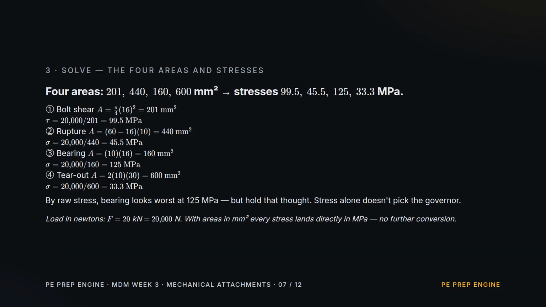Solve. Part 1. The 4 areas and stresses. The bolt cross-section is about 200, giving a shear near 100. The net section is 440, giving a rupture stress of 45.5. The projected bearing area is 160, the smallest, so bearing stress is the highest at 125. And the tear-out area, 2 planes, is 600, so tear-out is the lowest at 33. By raw stress bearing looks worst, but stress alone doesn't pick the governor.